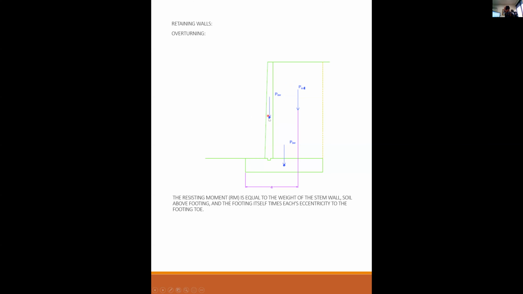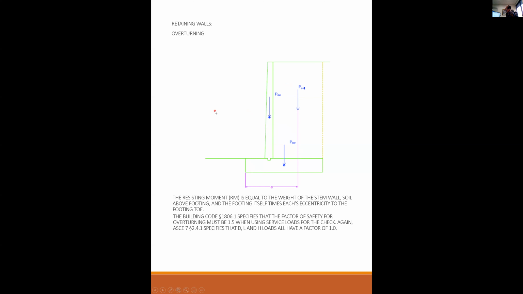So like the weight of the wall times the distance to the toe, the weight of the footing times the distance to the toe, and the one that I showed was the weight of the soil times the distance to the toe. All of these forces tend to hold that foundation down whilst the soil force tends to overturn.